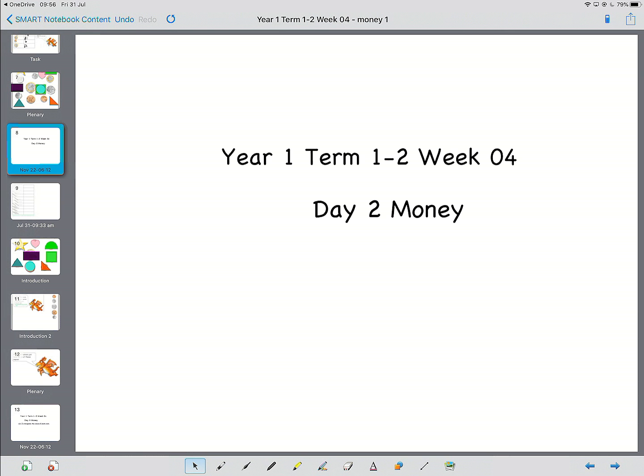Today, we're going to be recapping what the coins look like, and then you're going to be making the value of coins in 1p's based on whatever coin we get together. Okay, so you're going to need whiteboards and whiteboard pens for the starter, and you're going to need a set of coins, either play coins or real coins. Real coins will be better. Okay, so once you've got all that together, we'll get started.